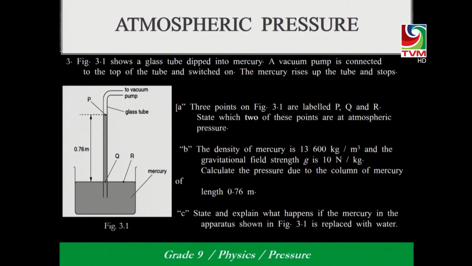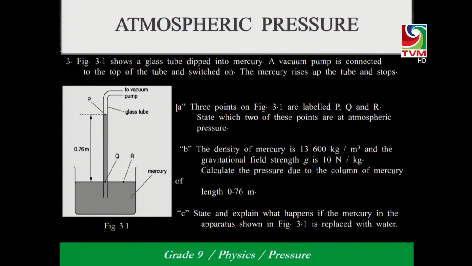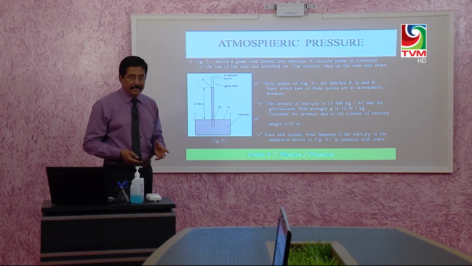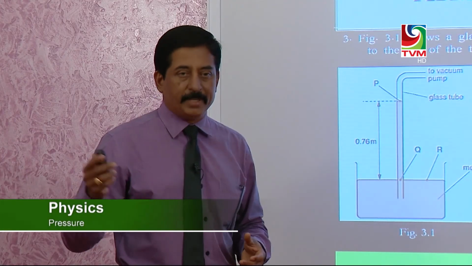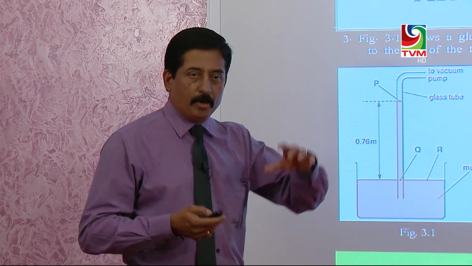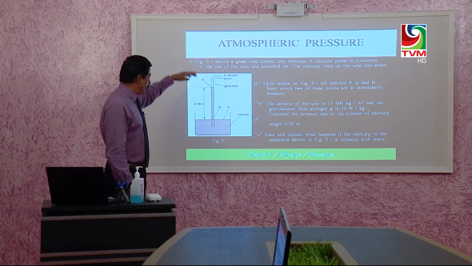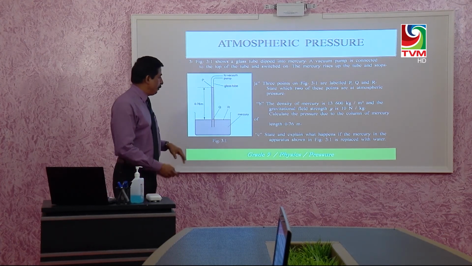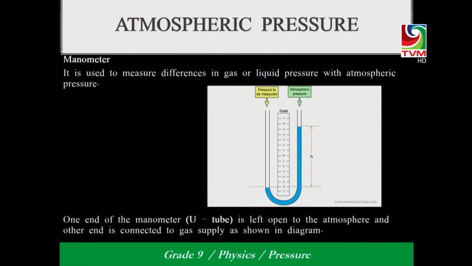Now, the last question, state and explain what happens if the mercury in the apparatus shown in figure 3.1 is replaced with water. If you change the mercury into water, what will happen? Water is less dense than mercury. The density of water is very low, 1000 kilogram per meter cube. So, if you use water as a barometric liquid, the height rises to nearly 10 meter. So, it will rise and go into the vacuum pump even. That's all about this topic, the barometer.